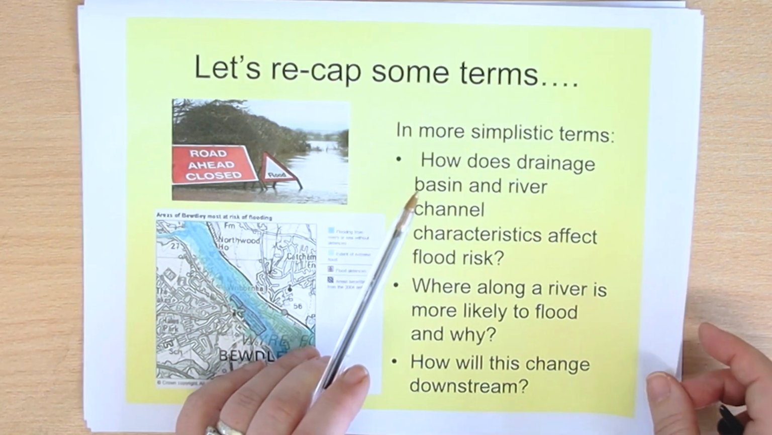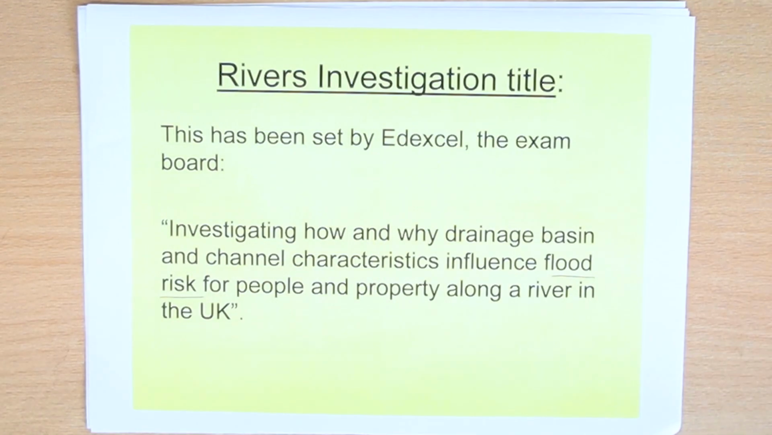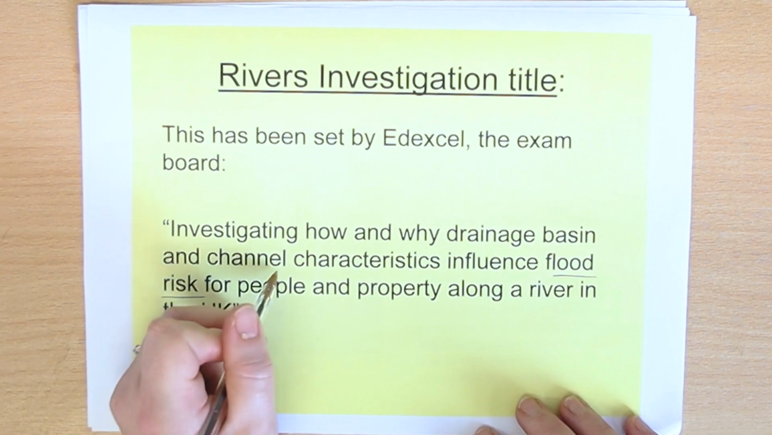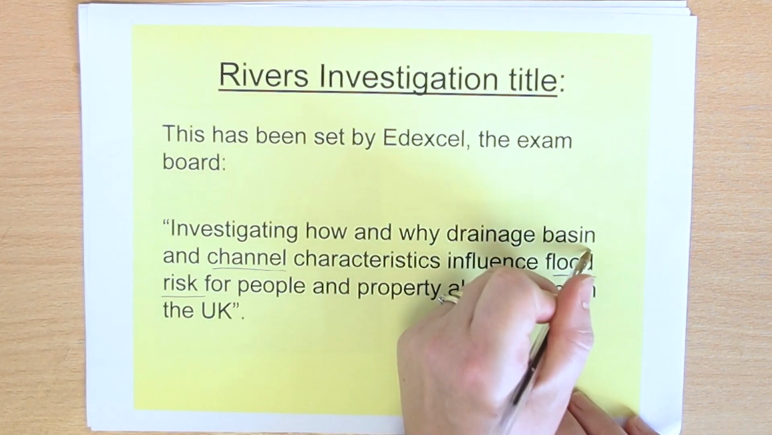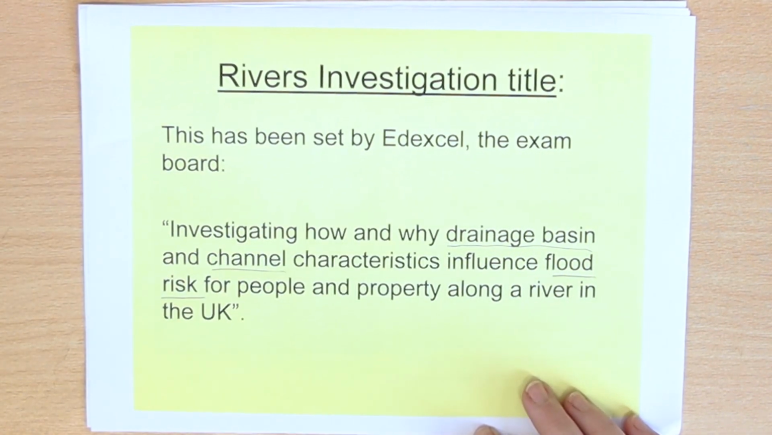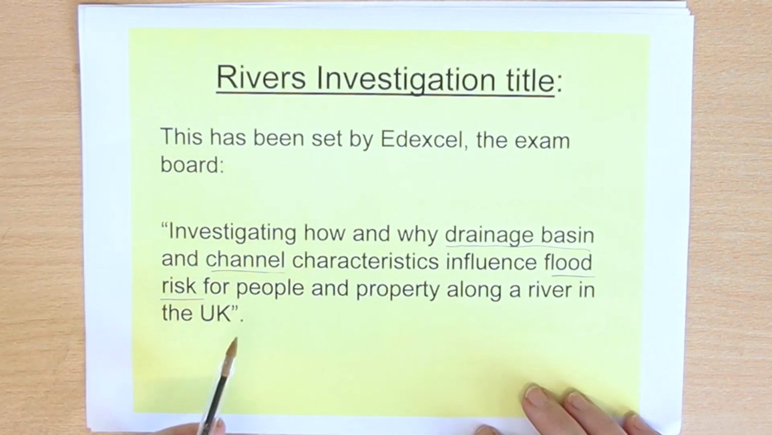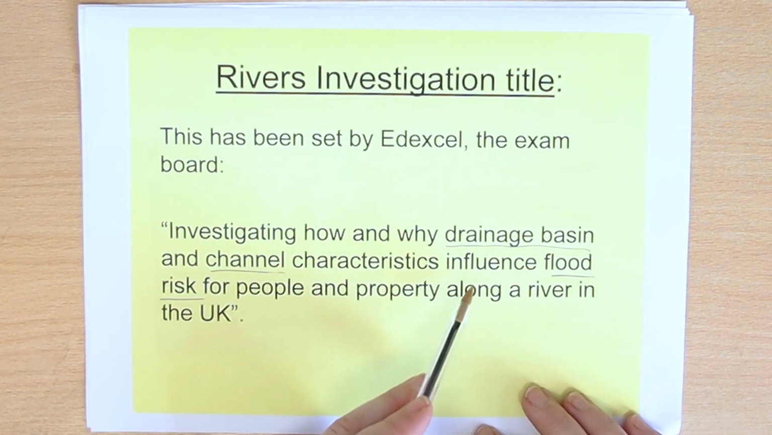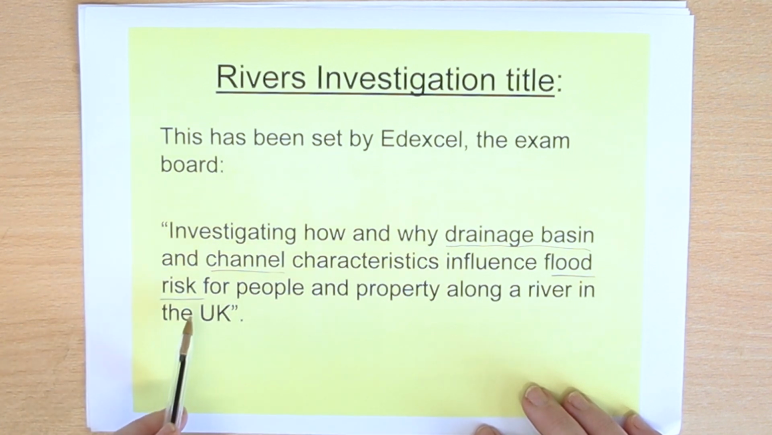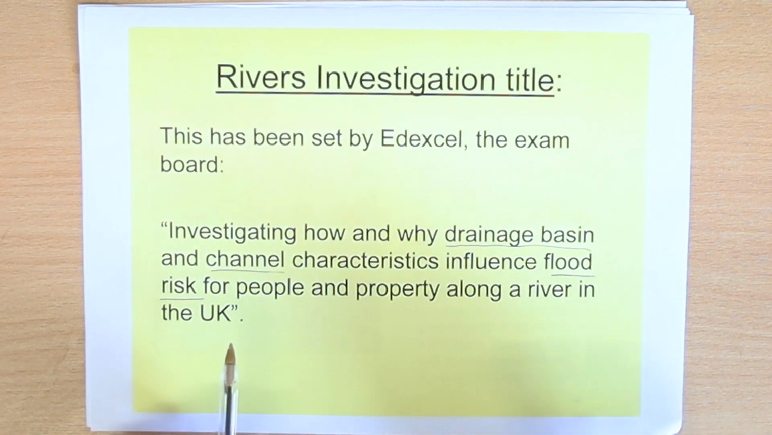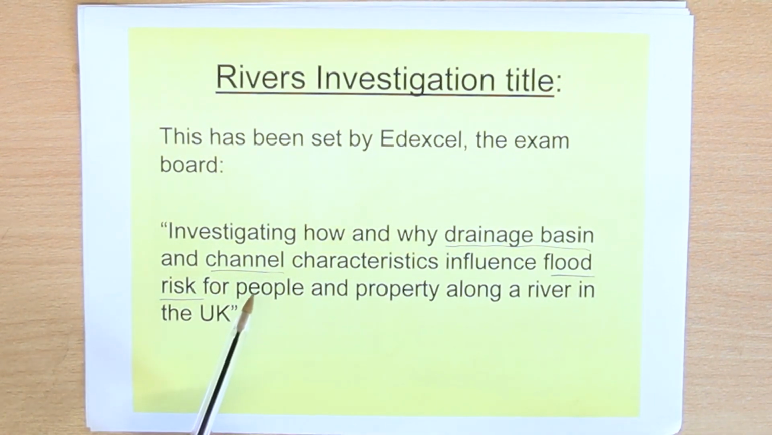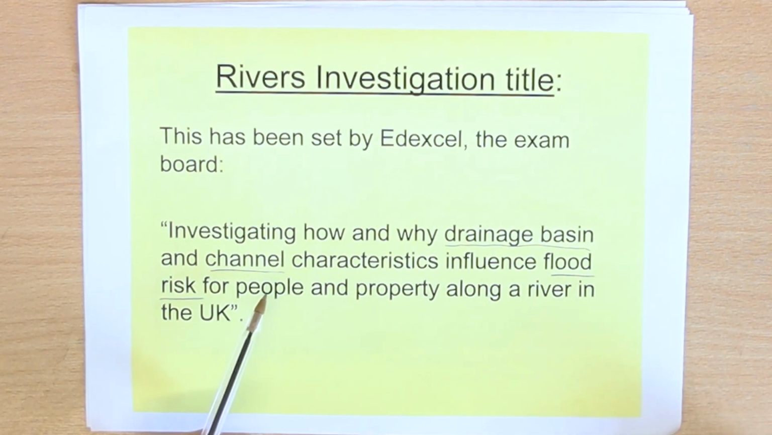Now if we go back to that title, what it's actually asking you is these two things: the channel and the drainage basin. Two key things about a river. How are they influencing whether a river floods or not? The simple answer is, yeah, they are going to influence how a river floods. But there are lots of other things as well that will influence how a river floods or not.